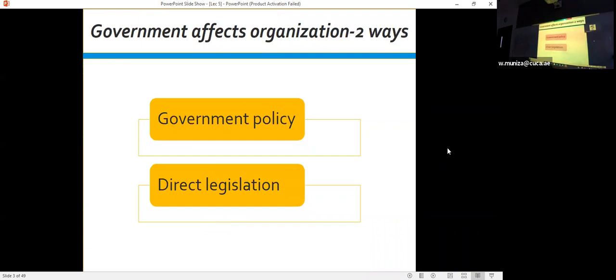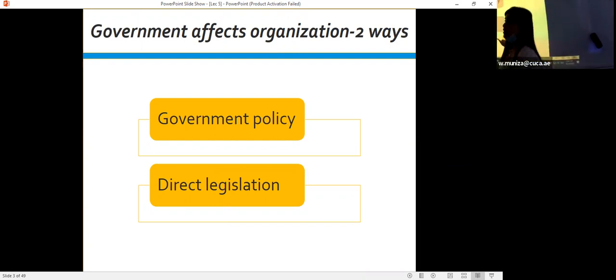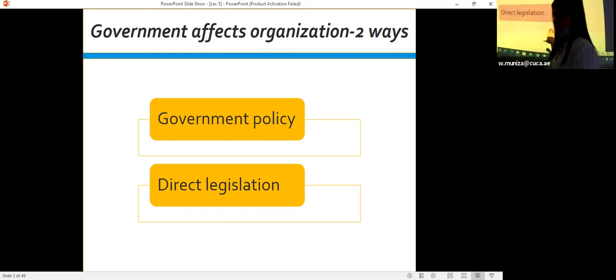Now, students, we can say that government affects the organization in two ways. What are these two broad ways? Either the government is going to make policy for the organizations, or they are going to directly regulate an organization. So these are the two ways the government of the country is going to regulate the involvement of an organization. They make policies, or they make direct legislation for a particular sort of organization.